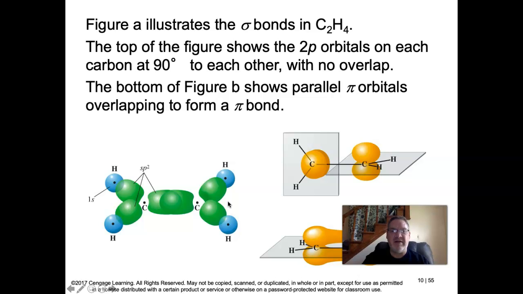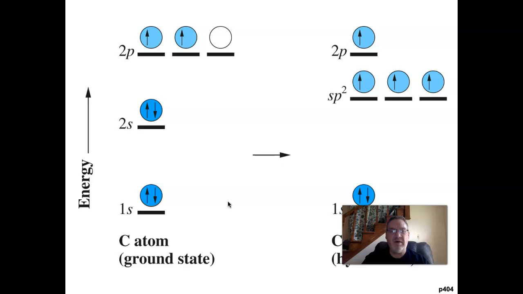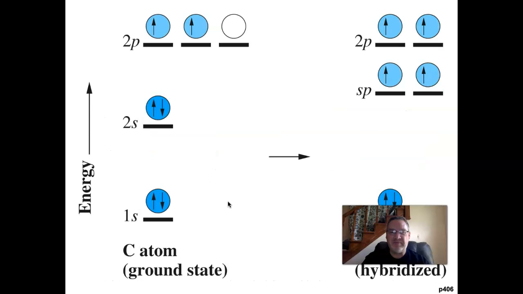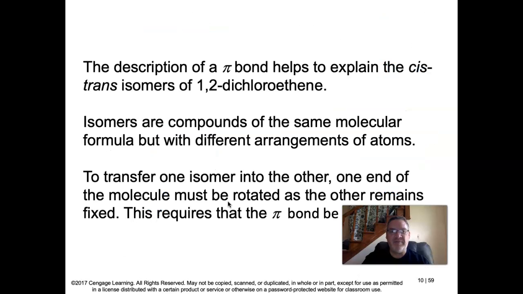And you can see that here in the examples with ethylene, the C2H4, and then also the acetylene, the C2H2. And then the hybrids being formed with it.